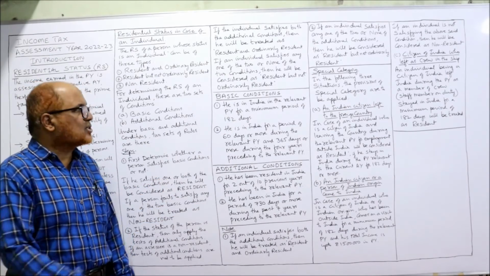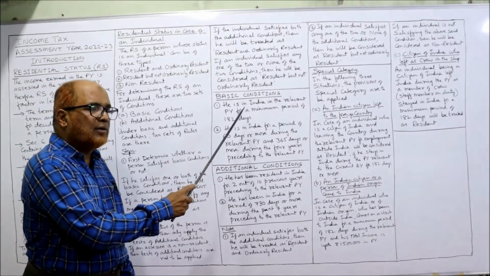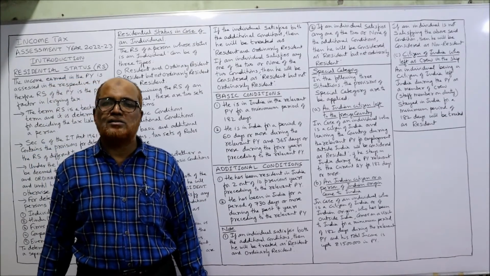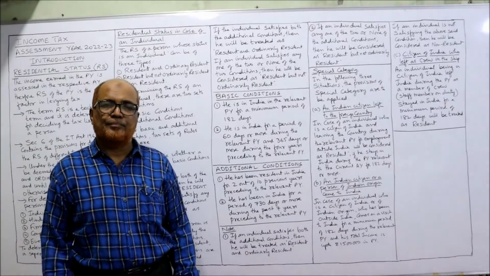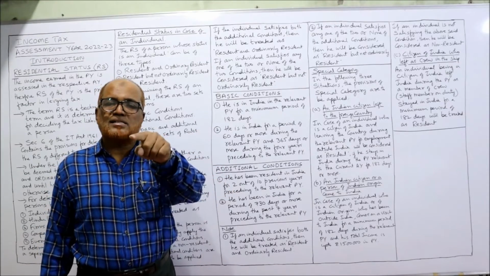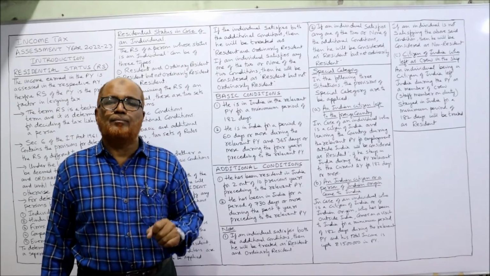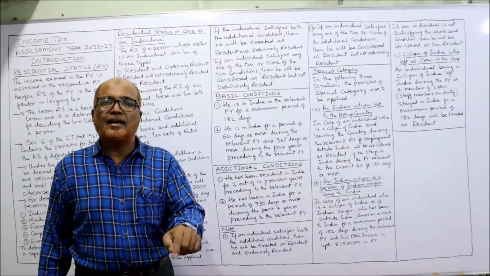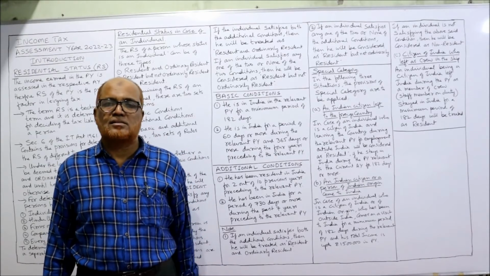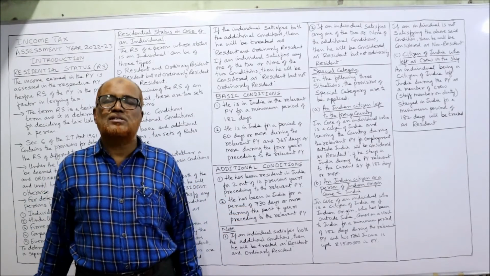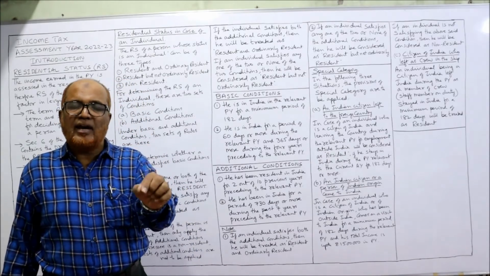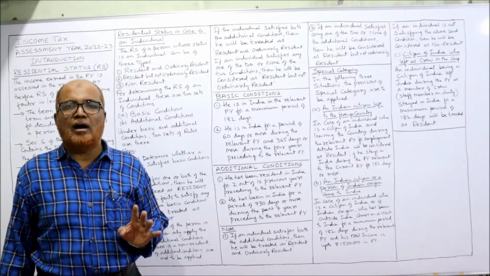The first basic condition says he is in India in the relevant previous year for a minimum period of 182 days. Very important. First basic condition. During the current previous year, the SSC must stay in India for a minimum period of 182 days. Year consists of 365 days. So in the whole year, minimum 182 days he should stay in India.